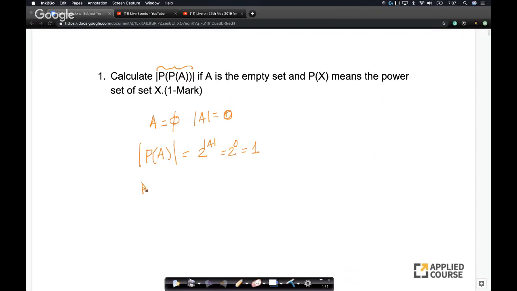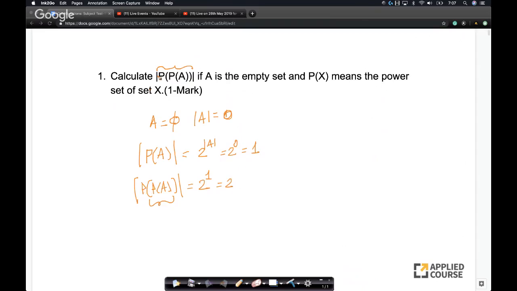Okay, so what about the power set of the power set of A? What is the size of this set? The size of this set is 2 power the size of the inner set. What is the size of that set? 1. So the size of this is 2, right?